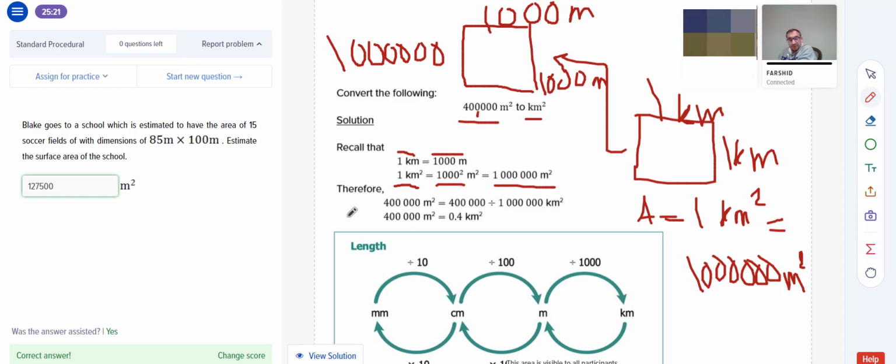So if you want to convert square meter to square kilometer, it's the reverse. Going the other way, you multiply it by 1 million. So if you do the reverse, you divide it by 1 million. So 1 million square meter divided by 1 million is 1 square kilometer.